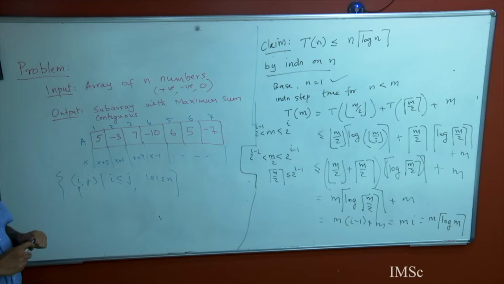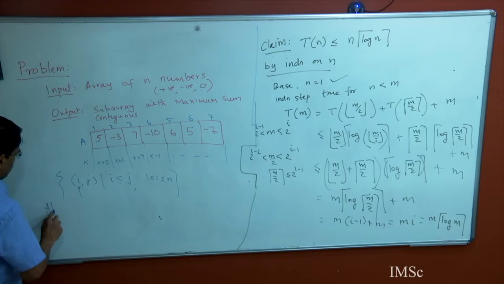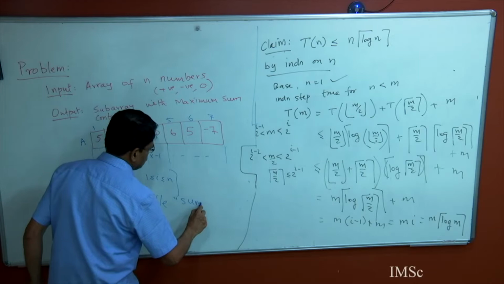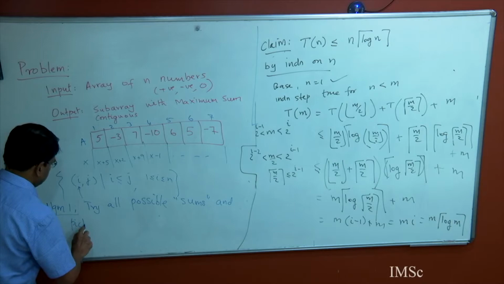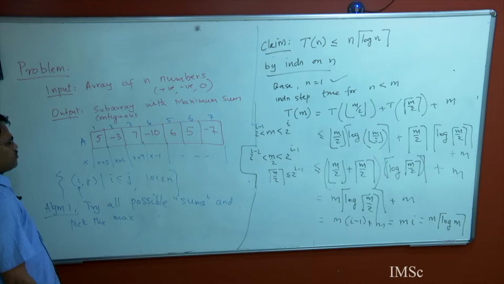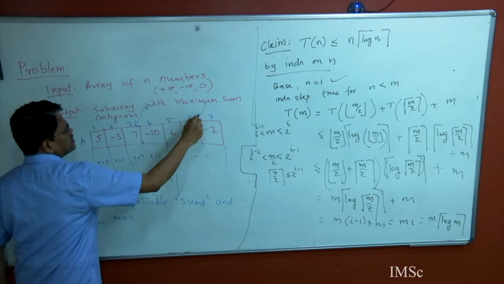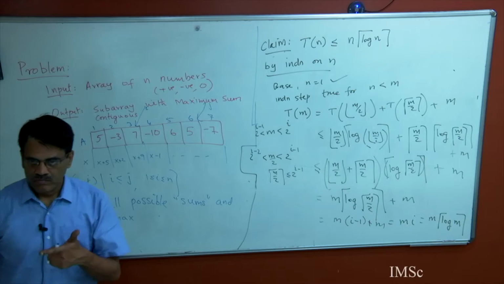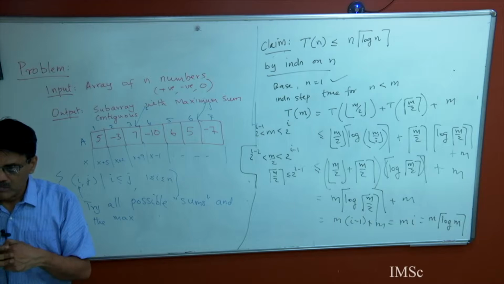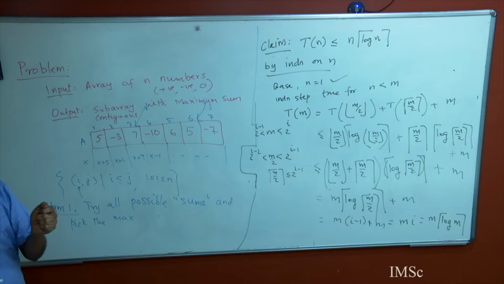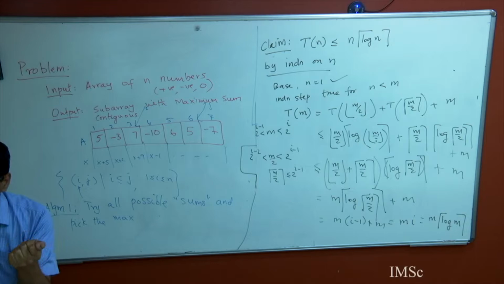So I'm going to call this algorithm 1: try all possible sums and pick the max. For a fixed i, j, how much time will it take? Suppose I fix an i here and a j here. How much time will it take to find the sum? How many additions will I do? At most n, more precisely j minus i, because I am adding j minus i numbers. That many additions. So is that an n cubed algorithm?